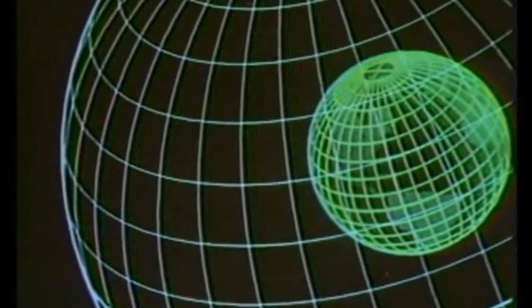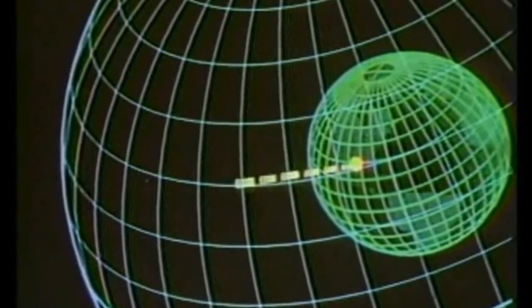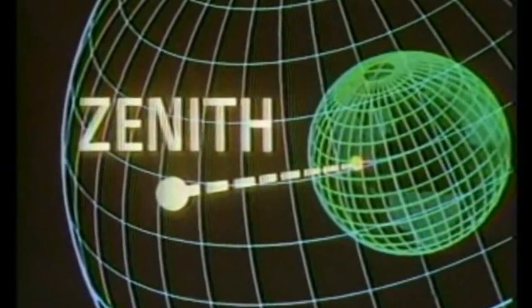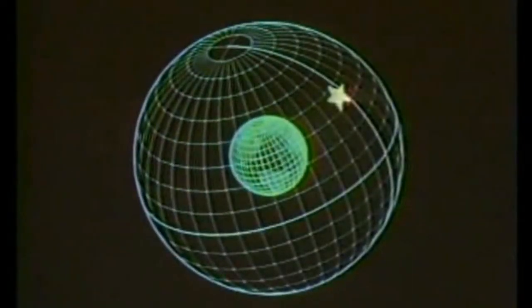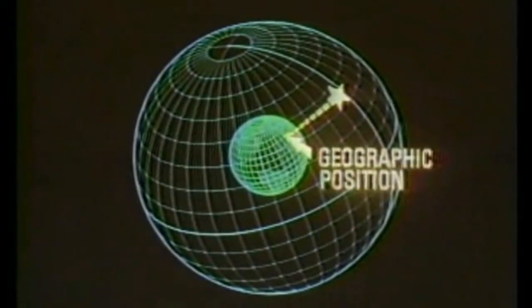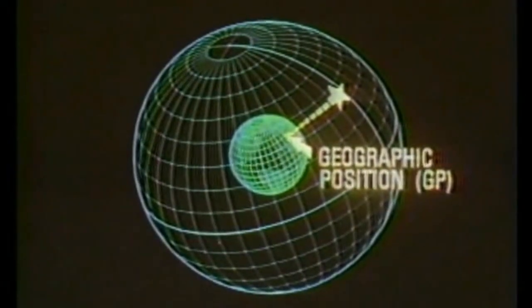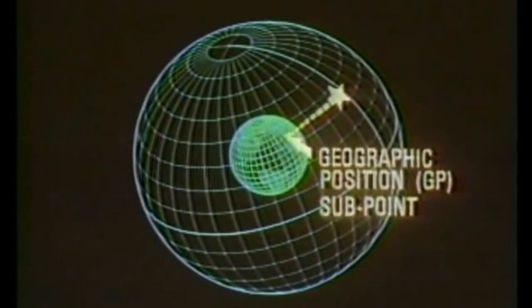First, assume you are at a specific point on the Earth. The point directly overhead on the celestial sphere is called your zenith. Your latitude and longitude coordinates on Earth are similar to the coordinates of your zenith on the celestial sphere. Conversely, every celestial body has a point on the Earth directly below it. This is called the geographic position, or GP, of the celestial body. Sometimes it is called the subpoint.